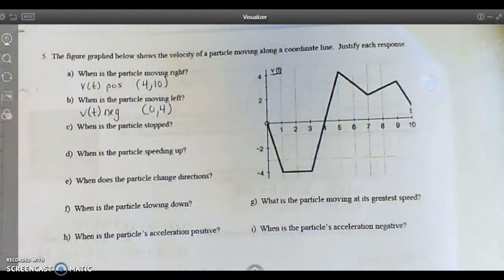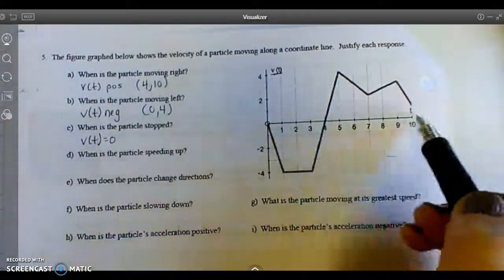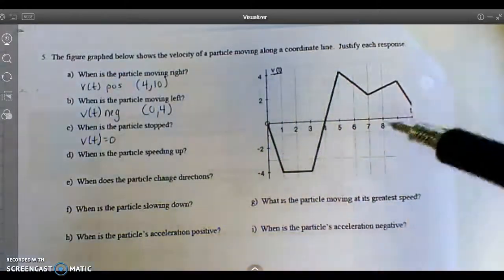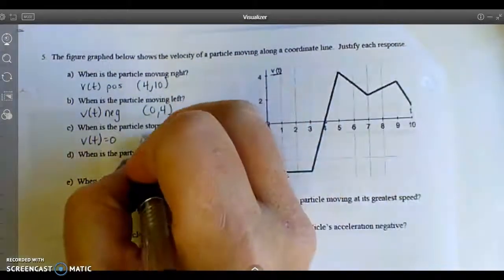It says, when is the particle stopped? Okay, particle stops when the velocity is 0. So when's the velocity 0? When does it touch the x-axis? 4.